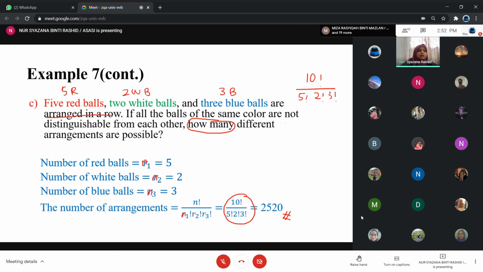So this is N. N1, N2, N3. Nanti confuse pula dengan formula kan. Tadi dah bagi N, tiba-tiba R. Okay, setakat ni ada soalan tak? Jelas tak untuk empat-empat formula?